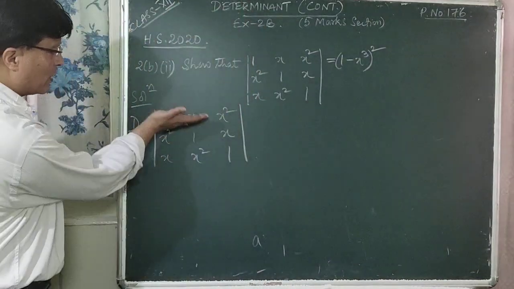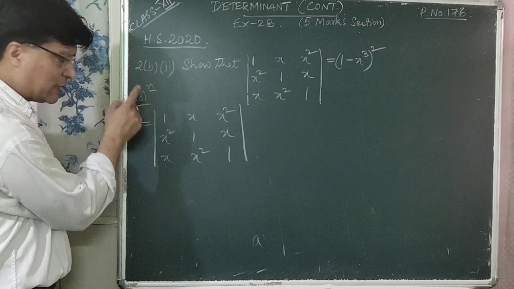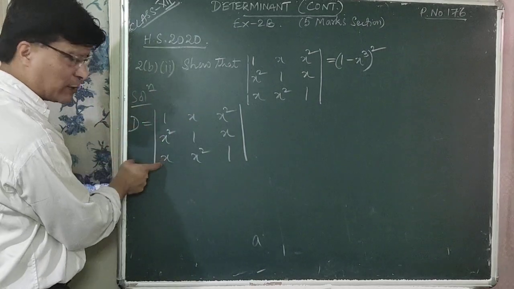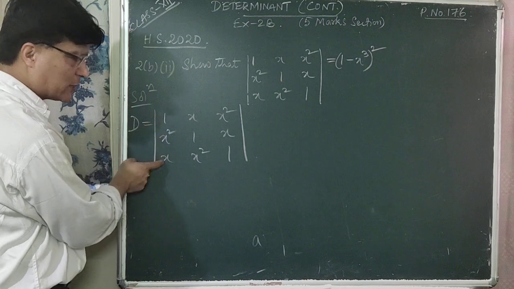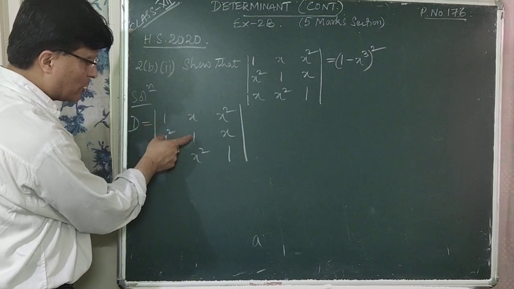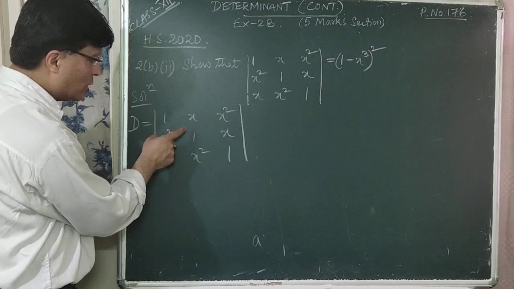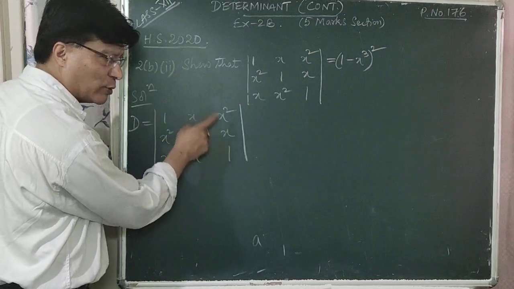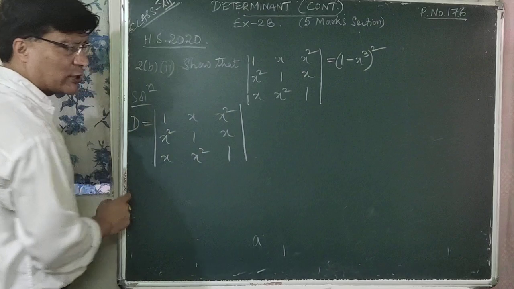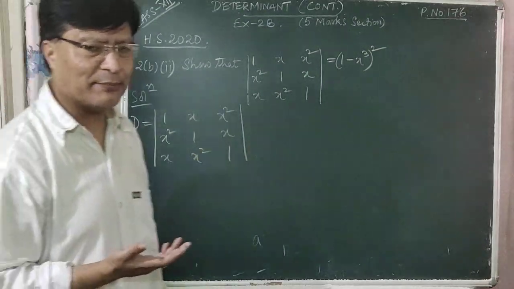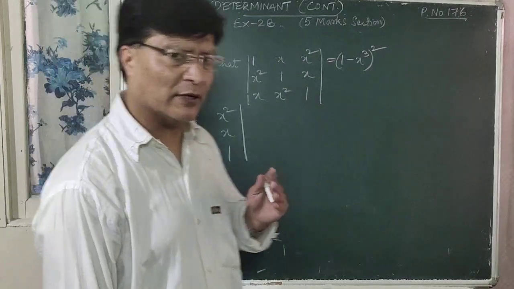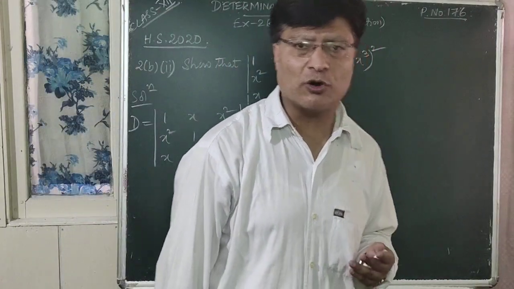Similarly, you can do r1 plus r2 plus r3, right? If you do r1 plus r2 plus r3, what do we get? 1 plus x square plus x, that is 1 plus x square. This is also x plus 1 plus x square, which is equal to 1 plus x square. This is also x square plus x plus 1, which is equal to 1 plus x square. That means here also we are getting the same elements in the first row. So either you can use the property in the first row or in the first column.